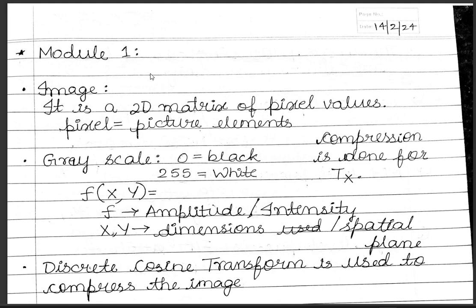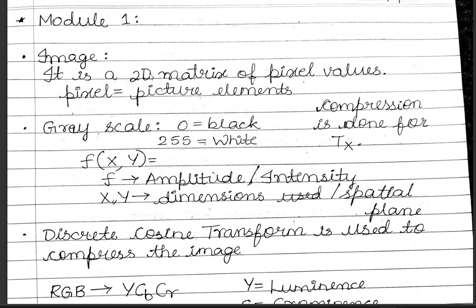In this lecture, we will be discussing the first module of digital image processing. Image. It is a two-dimensional matrix of pixel values. A pixel means picture element. And the first one is grayscale. Grayscale has the value of 0 for black and 255 for white.